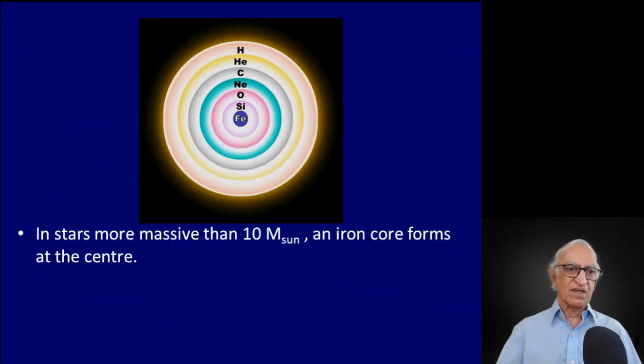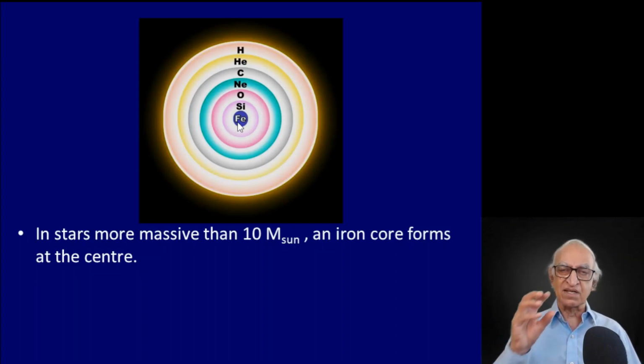Now, let us consider massive stars, more massive than, say, 10 solar mass. We have discussed all this in great detail, so let me recall for you very quickly. What happens at the end of the nuclear drama, the final act of the drama, is that the core of the massive star looks like an onion with different layers.